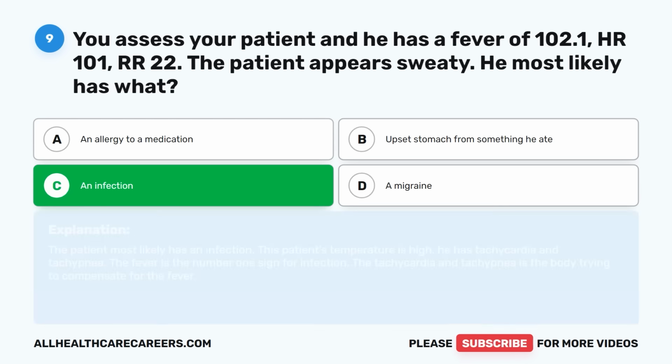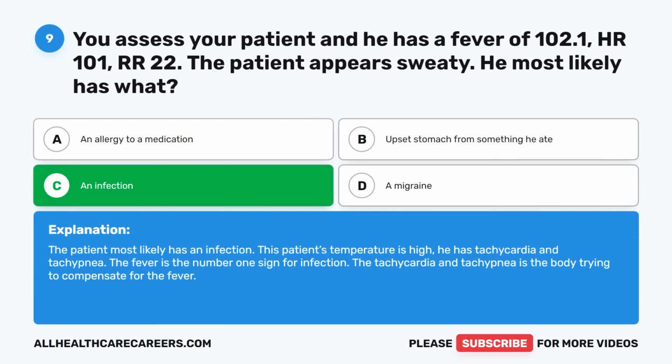An infection. The patient most likely has an infection. This patient's temperature is high. He has tachycardia and tachypnea. The fever is the number one sign for infection. The tachycardia and tachypnea is the body trying to compensate for the fever.